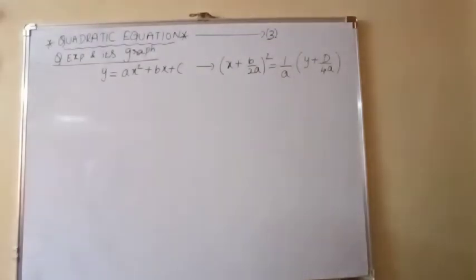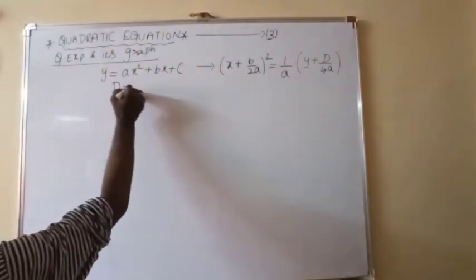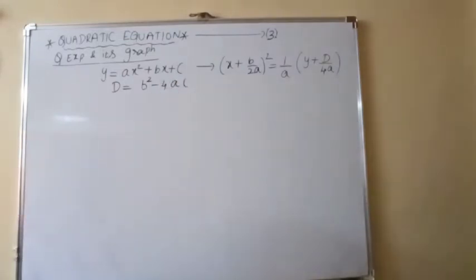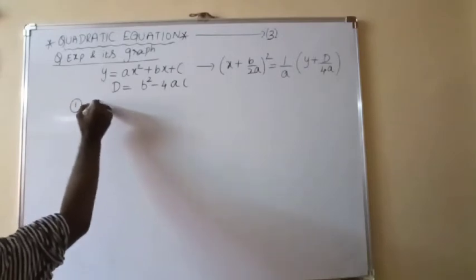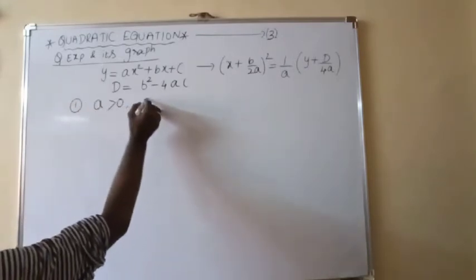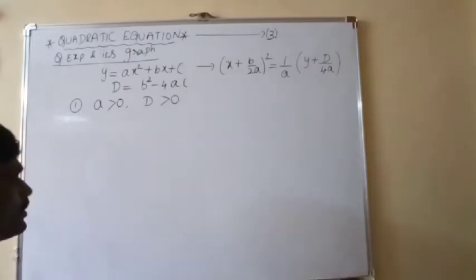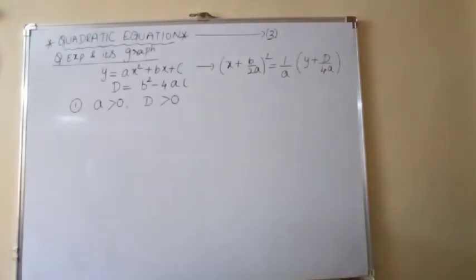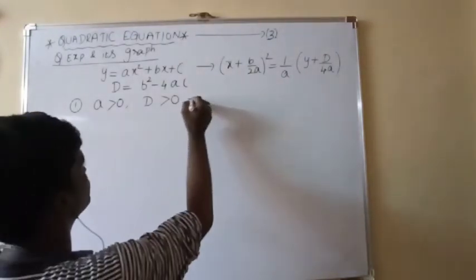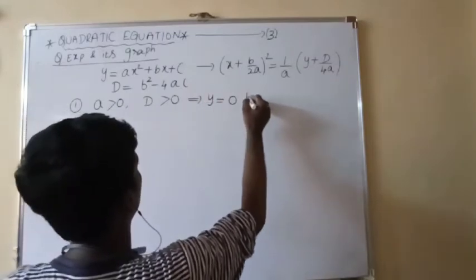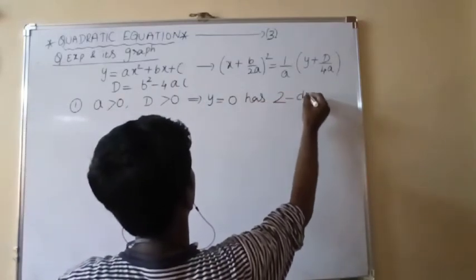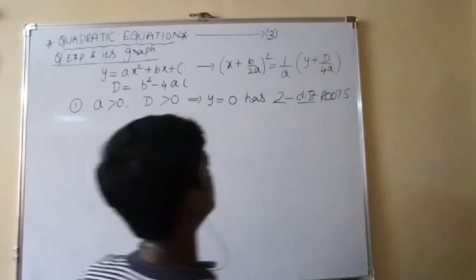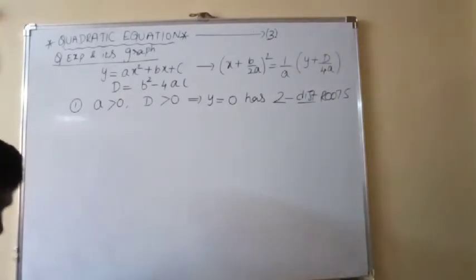So clearly, what is the D? Discriminant D value is b square minus 4ac. So the first case is, suppose a is positive and discriminant is also positive. As the discriminant is positive, y is equal to 0 has two distinct roots only. Am I correct? Two distinct roots. So let them be alpha and beta.